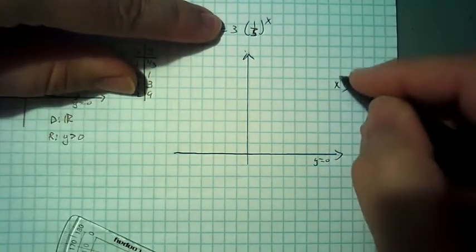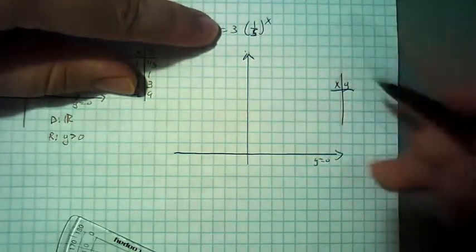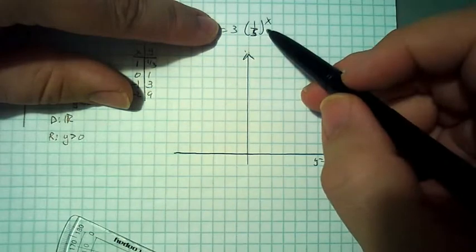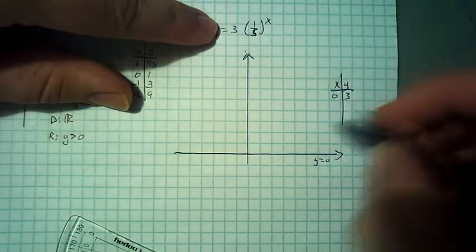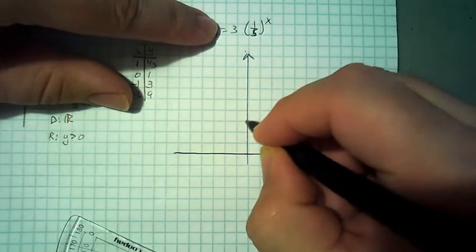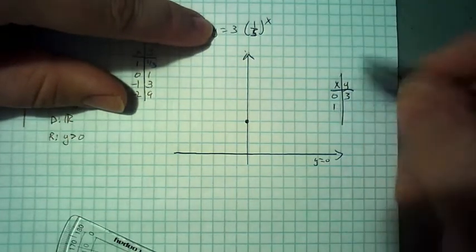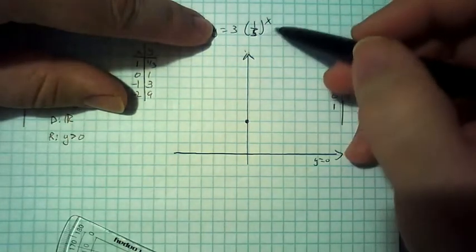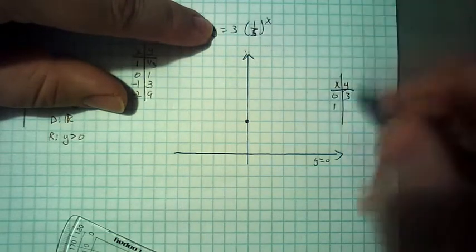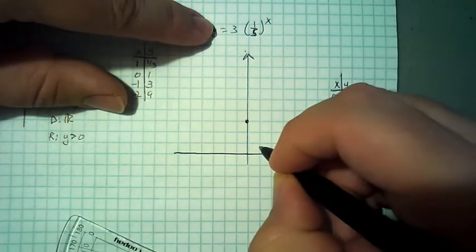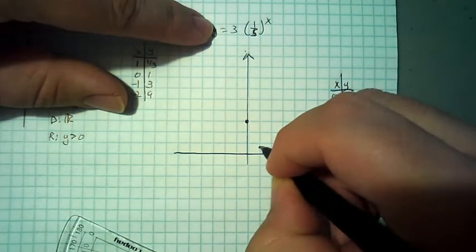Need a few points. So when x is 0, I'm going to get 1. 1/5 to the 0 is 1, but I have to multiply by 3, so it's going to go through 0, 3 instead of 0, 1. If I stick in 1 for x, I get 1/5 to the first power, which is 1/5 times 3 is 3/5. 3/5 is about here, more than halfway.